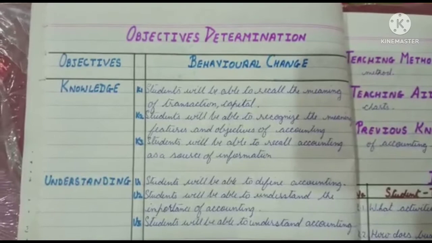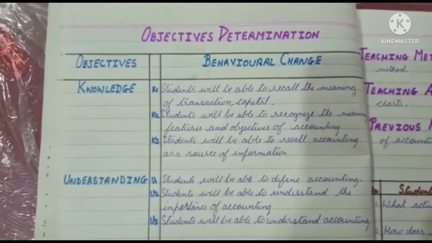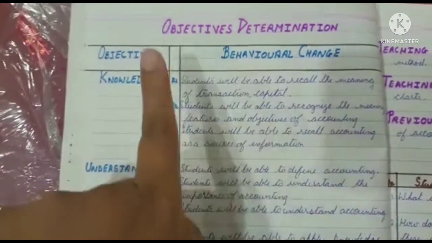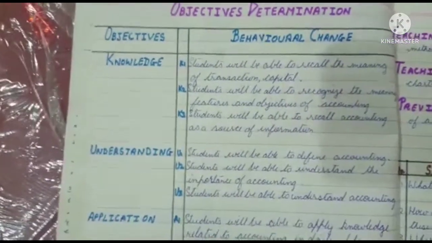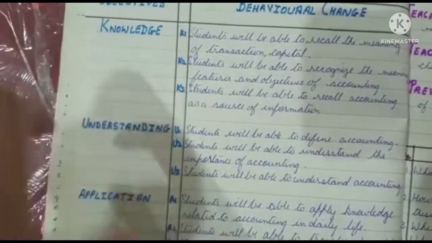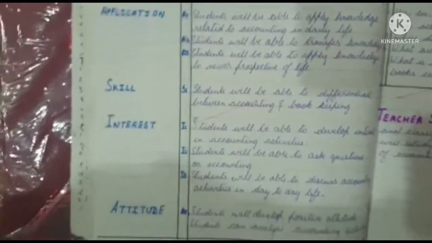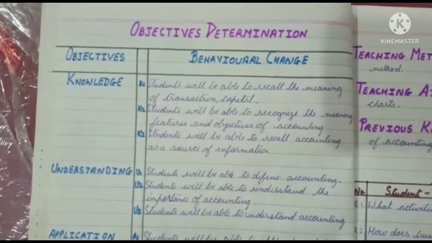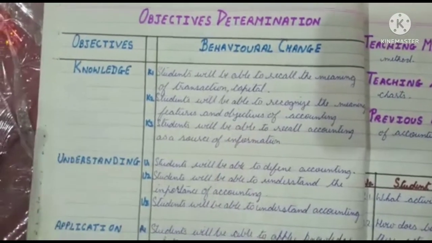Then we have the objectives. There are 6 objectives. To write them, we are going to divide the page into 2 columns. First will be objectives and the second will be behavioral changes. So the 6 objectives are knowledge, understanding, application, skill, interest and attitude. The behavioral changes will be explained to you in the class and you can copy that.